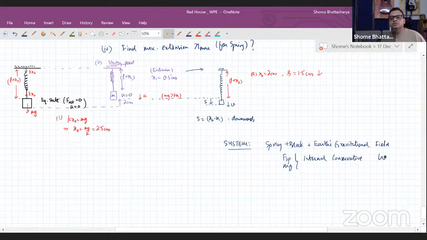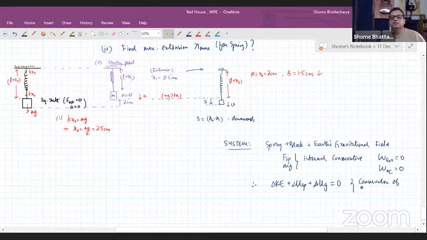Okay, so there is no work done by external force. There is no non-conservative force to do work. So the change in kinetic energy plus the change in the spring's potential energy plus the change in gravitational potential energy of the block is zero. There is conservation of mechanical energy.